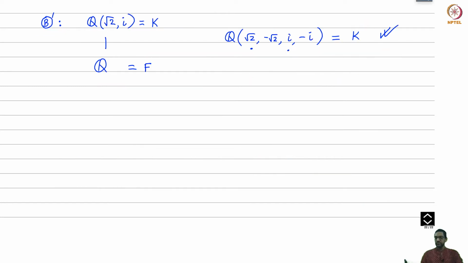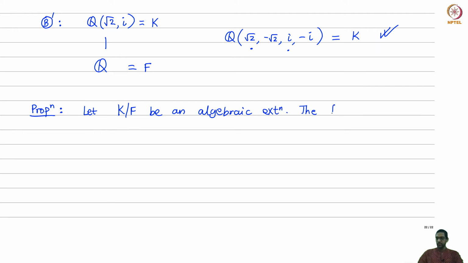But sometimes we want a more intrinsic characterization, meaning without having to look for those polynomials, maybe in terms of other abstract characterizations, and this is sometimes useful. So let me just formulate this characterization as a proposition. It says, let k over f be an algebraic extension. Then the following statements are equivalent.